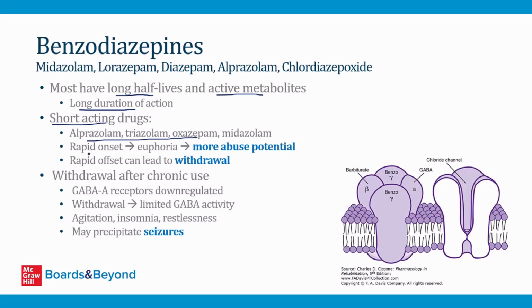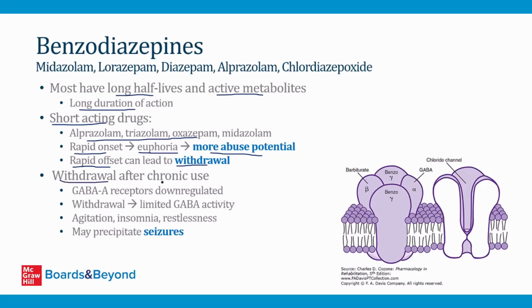Because they're short-acting, they have a rapid onset of effects, which can lead to euphoria, and this gives them more abuse potential. Patients become used to that rapid onset of a euphoric effect of taking these drugs as sedatives. Also, because they're short-acting, they have a rapid offset, and this can potentially lead to withdrawal in someone who's been taking short-acting drugs regularly for a long period of time.